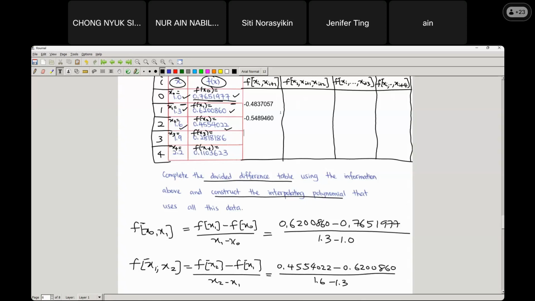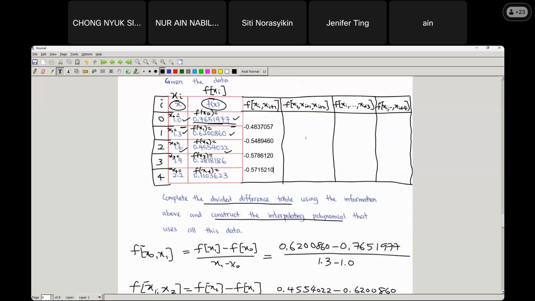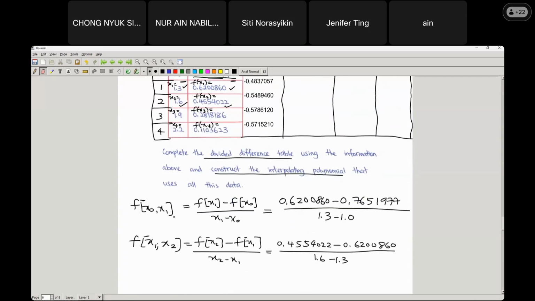Okay, so this is negative 0.5786120. Okay, and the last one that we're going to have is negative 0.5715210. Okay, next, to calculate the second divided difference, let me erase this one. Maybe I need the space.